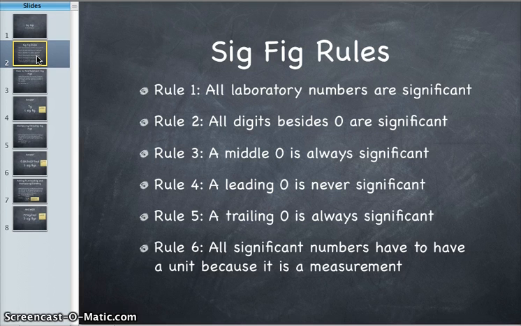And the last rule is all significant numbers have to have a unit because it is a measurement. So if you have 55 and you have two sig figs, it would have to be 55 grams or moles or whatever unit you're using.